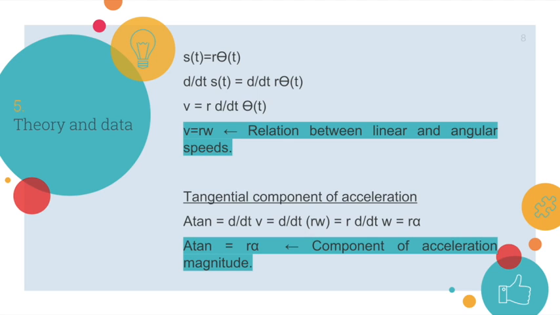Tangential component of acceleration. The tangential acceleration equals the derivative of v, which equals the derivative of r times w, which equals r times the derivative of w, equals r times a. The tangential acceleration equals radius times angular acceleration. This is the component of acceleration magnitude.